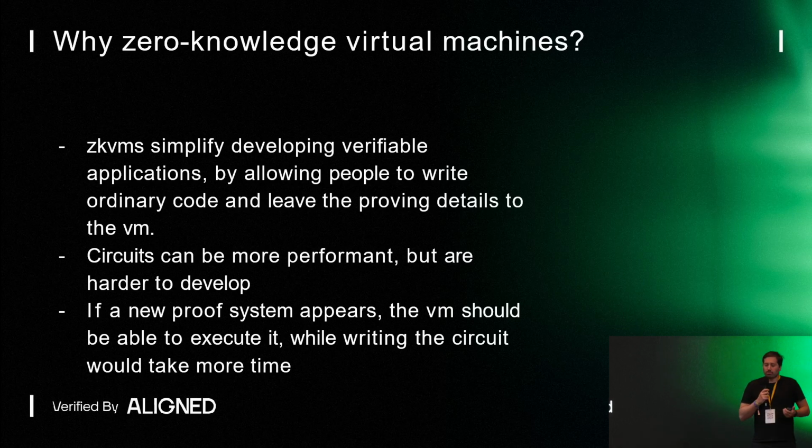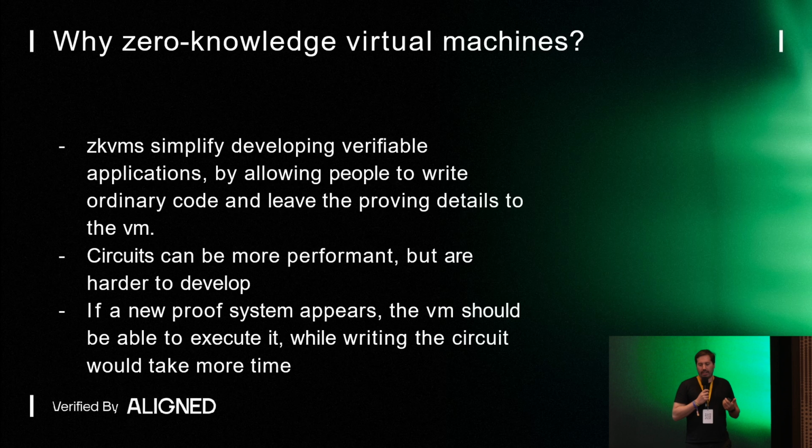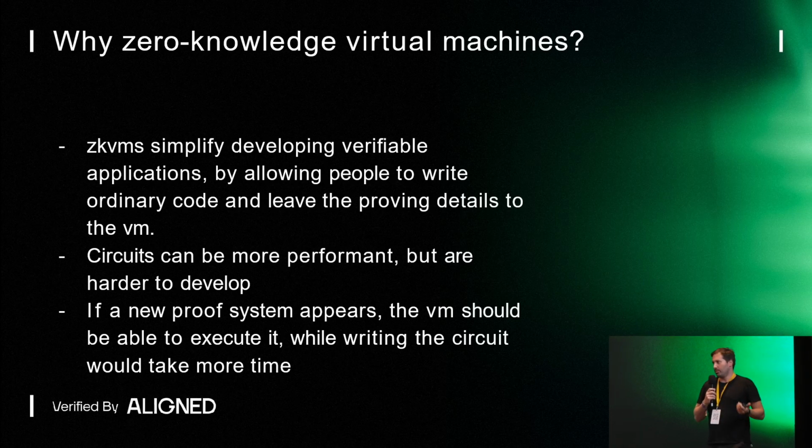And something nice about the VM is that if it can prove, for example, RISC-V, then if a new proof system appears, we can execute that and perform proof recursion rather easily, while if we were using circuits, it would take more time. So here we have a first trade-off, which is VMs or circuits. Of course, circuits could be more performant, but on the other hand, they are way harder to develop and to deploy. Okay?